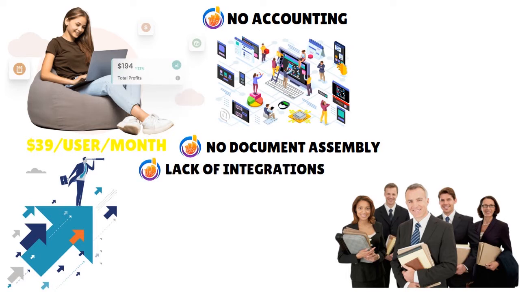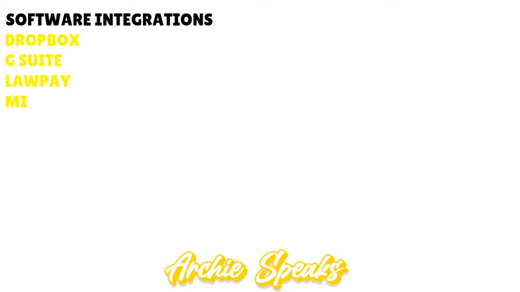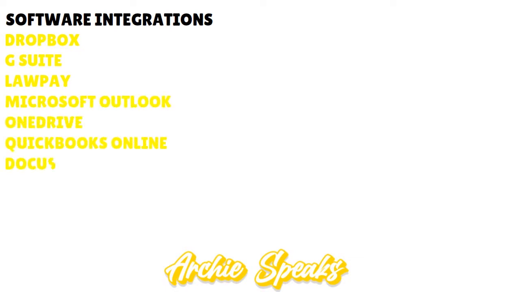So integrations right now, you have to go through SimpleLaw's API, or you have to go through Zapier. But when you think about SimpleLaw, think about a web platform, and everything happens on the cloud. In terms of software integrations, I'm just giving you a non-exhaustive list. You have Dropbox, G Suite, LawPay, Microsoft Outlook, OneDrive, QuickBooks Online, DocuSign, Microsoft Office 365 Calendar, and HubSpot.